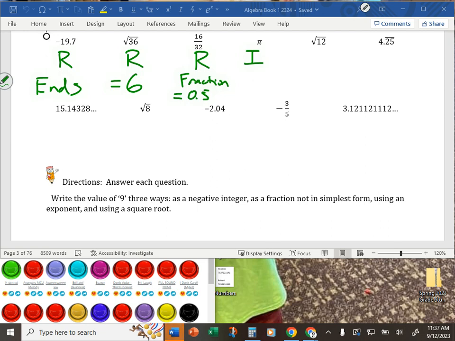And then why is pi irrational? We already talked about it. Because it goes on forever. Does not end, does not repeat. Doesn't end or repeat. Goes on forever. Okay? Questions on that first part?